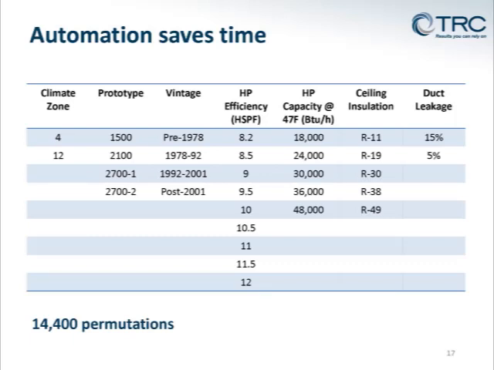And we're basically running all the scenarios right now. It's 14,400 permutations of climate zone, prototype, vintage, efficiency, capacity, ceiling insulation, and duct leakage. So ceiling insulation and duct leakage are the measures that we're considering as low effort efficiency measures that could be paired with heat pump heating. Basically, they're not that costly. So if you want to have a smaller heat pump or a less efficient heat pump because you already have R30 in your ceiling, you should get credit for it, right? So that's why we're adding those 2 measures.